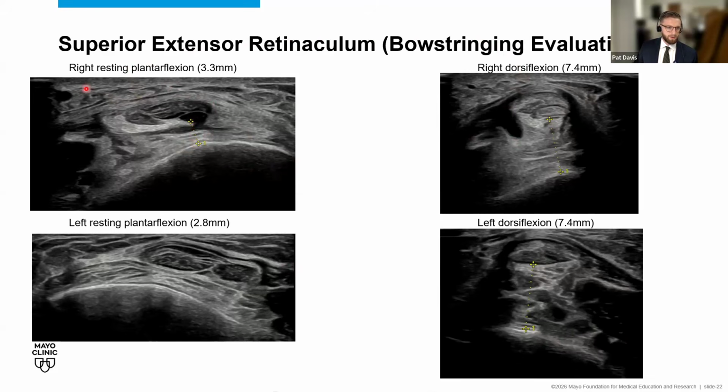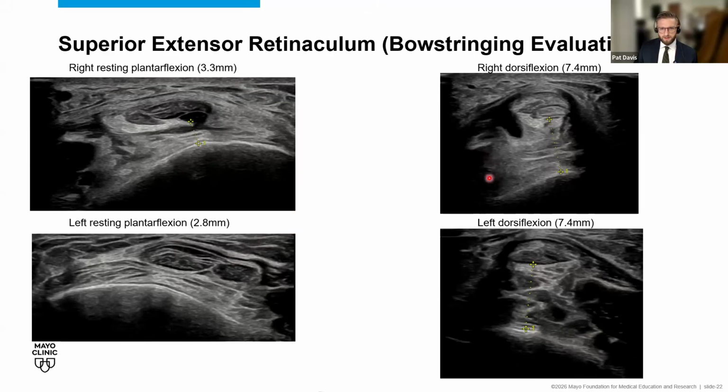So on the left here with resting plantar flexion, you'll see on the affected right side, we had a distance of 3.3 millimeters. And on the left with resting plantar flexion, a little bit more closed off, we'll see 2.8 millimeters. And the difference between these two could be a little bit of soft tissue swelling or potentially another cause, but not really anything of real significance.